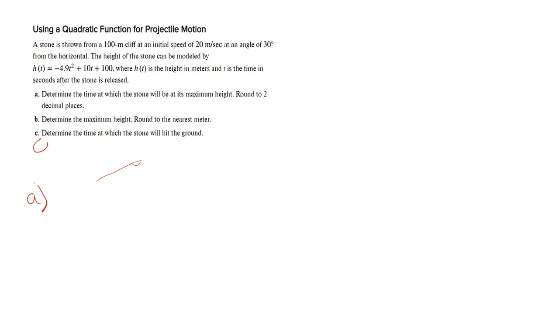So to determine the time at which the stone will be at its maximum height, we want to find the vertex of this parabola. The vertex is going to be whenever t equals minus b over 2a.